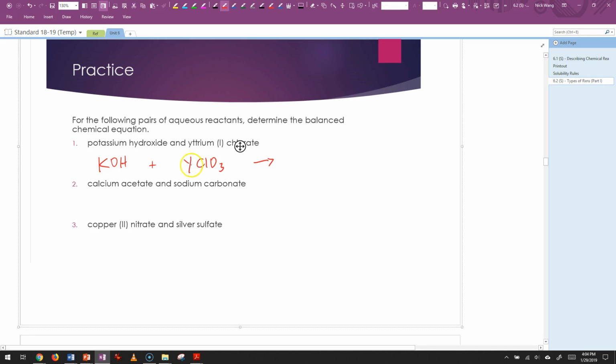Well, it looks like Y, yttrium here, is going to end up combining with OH, so Y and then OH. I know that Y is a +1 ion, OH is a -1 anion, so that's fine the way it is. And then the other substance is going to be K combining with ClO3. So K is a +1, ClO3 is a -1. So that actually works out in terms of the charges.